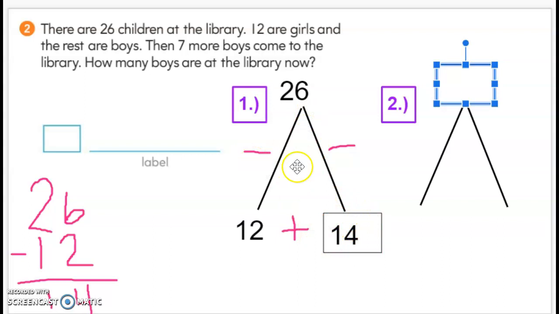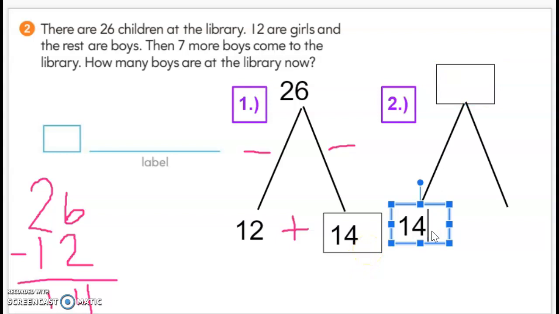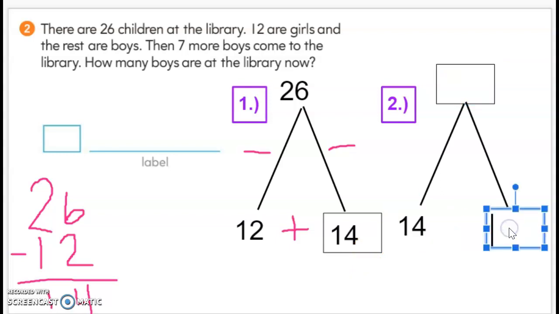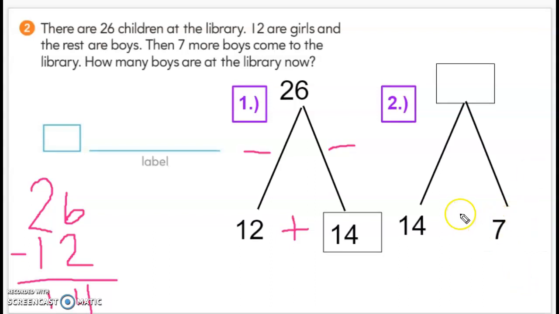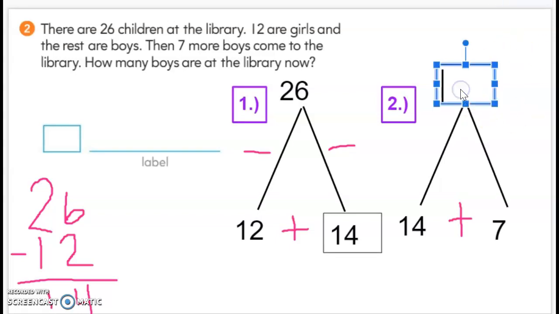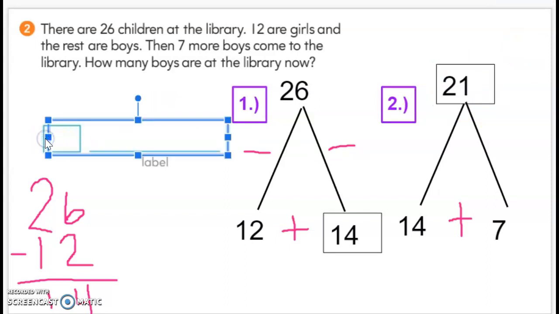We know there were 26 kids, 12 were girls. How many were boys? 14 were boys. And then how many more boys joined at the library? Yep, 7. So we know that I can do 14 plus 7 will tell me how many boys are at the library now. Ready? 14, 15, 16, 17, 18, 19, 20, 21 boys at the library. So then my answer is 21 boys.